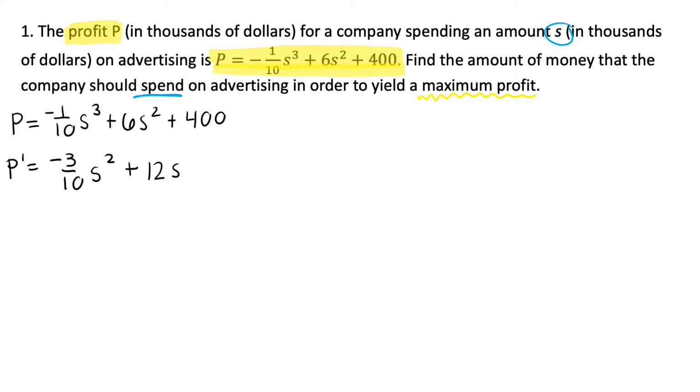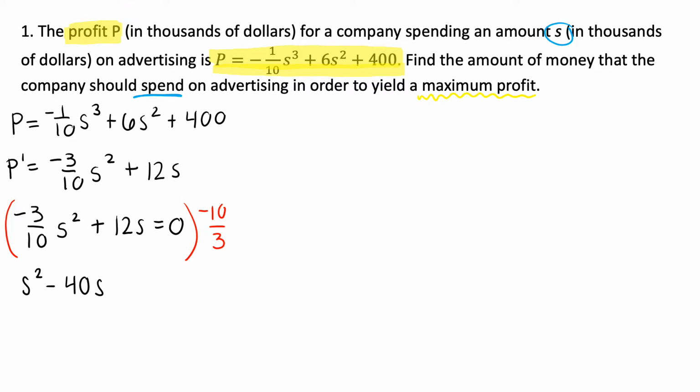To find our critical points, or those places where we have that horizontal tangent, we're going to take that derivative and set it equal to 0. So negative 3/10 S squared plus 12S equals 0. Lots of ways to solve this. I hate that fraction, so I'm going to go ahead and get rid of it by multiplying my whole equation by negative 10/3. So I have S squared. 12 times negative 10/3. 12 divided by 3 is going to be 4, so I have minus 4 times 10 would be 40. S equals 0.